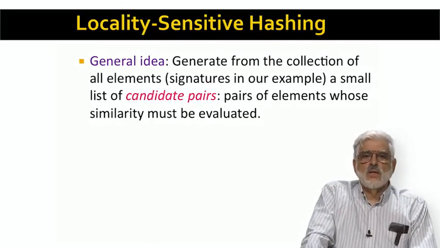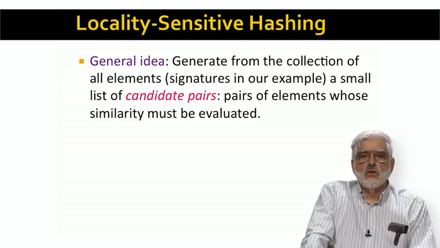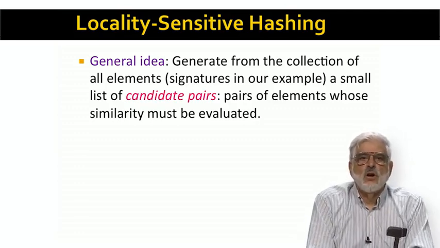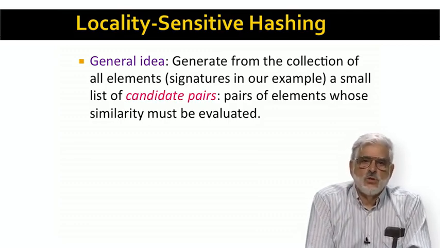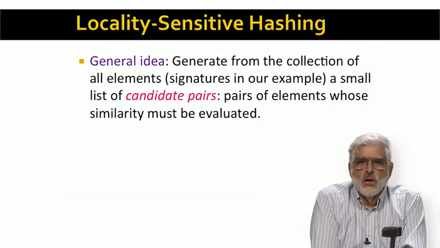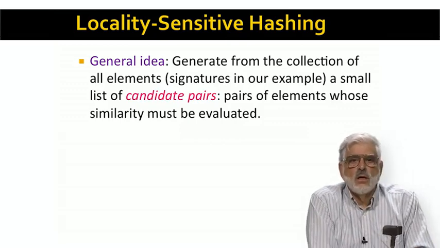The idea behind LSH is to look at the collection of elements, that is, signatures in our example here, whose similar pairs we want to find, and without constructing all pairs of those elements, create a short list of candidate pairs whose similarity actually must be measured. When constructing candidate pairs, we look only at individual elements, not at the pairs themselves. All pairs that are not candidates are assumed not to be similar, even though in rare cases there will indeed be false negatives, that is, pairs that are similar but never checked for similarity.